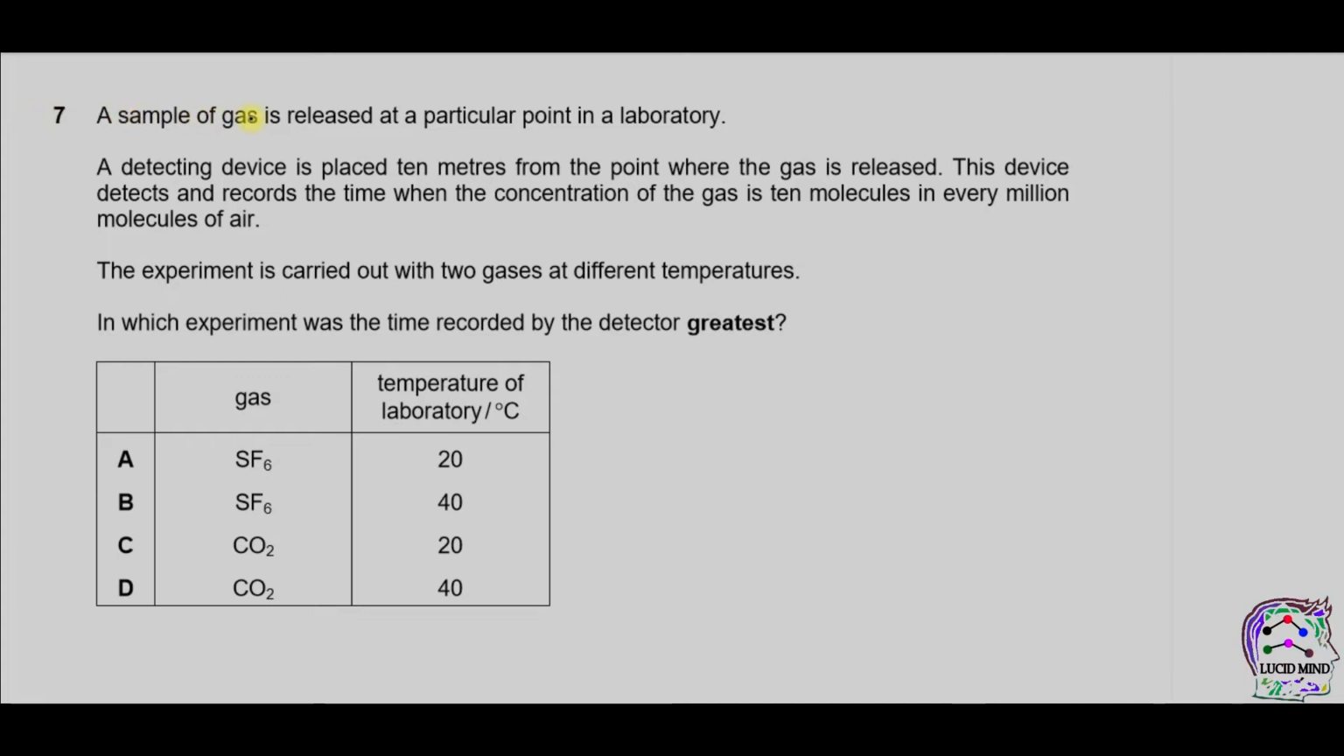Question 7. A sample of gas is released at a particular point in a laboratory. A detecting device is placed 10 meters from the point where the gas is released. This device detects and records the time when the concentration of gas is 10 molecules in every million molecules of air. The experiment is carried out with two gases at different temperatures. In which experiment was the time recorded by the detector greatest? Now this experiment is done to actually find out the rate of diffusion.